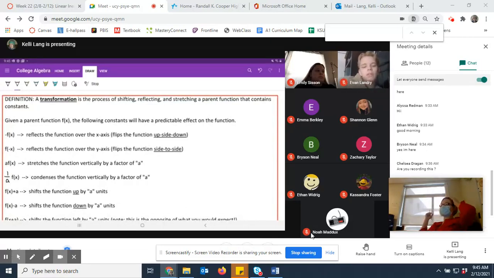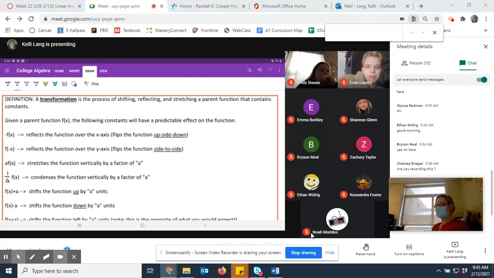These definitions are really important. You are going to want to have a list of this written out somewhere. Or you can just snap a picture of this from your screen right now. Pull your cell phone out or take a screenshot. A transformation is the process of moving a graph around.